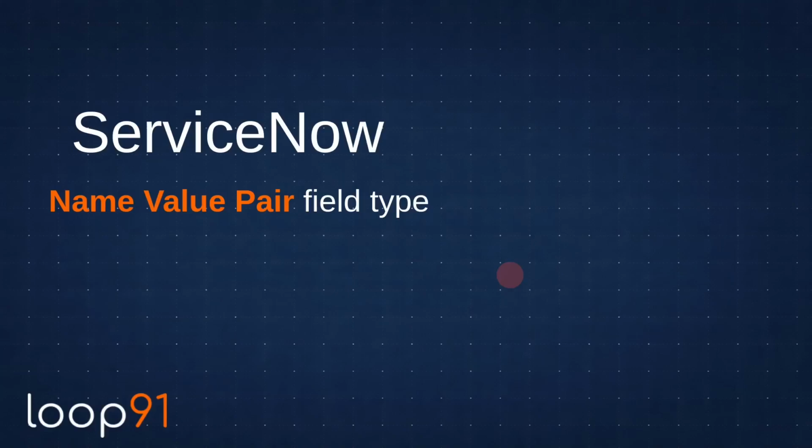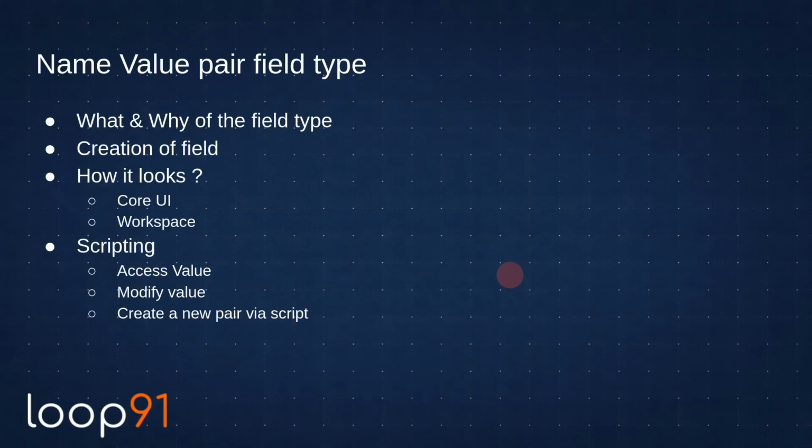Today we are talking about a field in ServiceNow by the name of Name Value Pair. We will talk about the what's and whys of this field type, how you can create this field, and how it looks in core UI and in workspace. And once we have looked at and modified it, we will look at how you can access the field and its value within a script, how you can update the value of the field, and how you can create a new pair within this field.